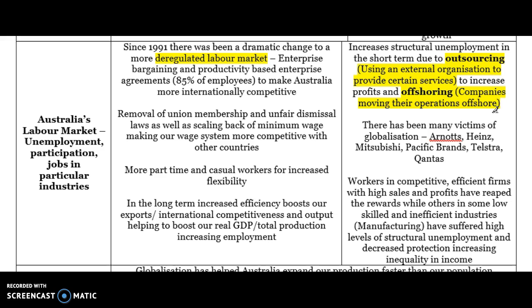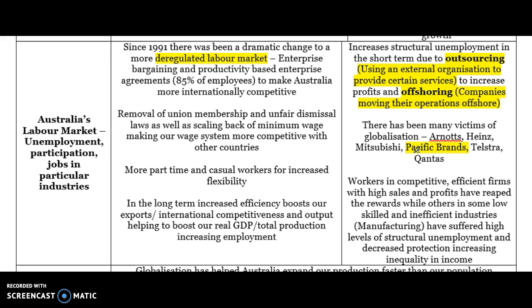There's been many victims. A lot of companies have gone overseas, like Arnott's and Heinz, Pacific Brands, so the makers of Bonds, Telstra, Qantas. A lot of these industries have been involved in offshoring and outsourcing a lot of their operations. So in terms of the main negative, workers in competitive, efficient firms with higher sales and profits have reaped the rewards, while those in low-skilled and inefficient industries have suffered and have become structurally unemployed because of the lack of protection.